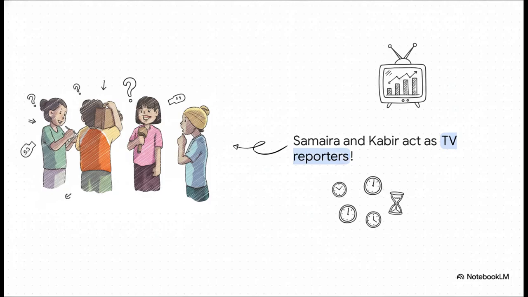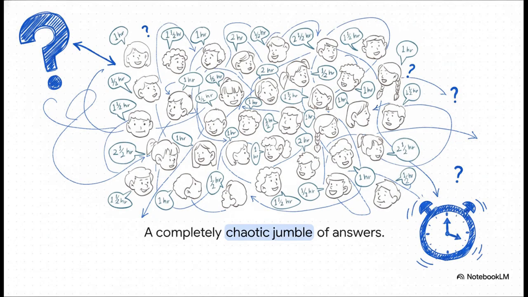To really see this in action, let's pull from the source material and meet two curious kids, Samira and Kabir. They decided it'd be super fun to act like TV reporters for a day. So armed with a notepad and this little makeshift microphone, they ran around asking their friends one simple question. How many hours a day do you spend watching TV? Well, they ended up collecting data from 35 different friends. And the result? A total chaotic jumble of speech bubbles.